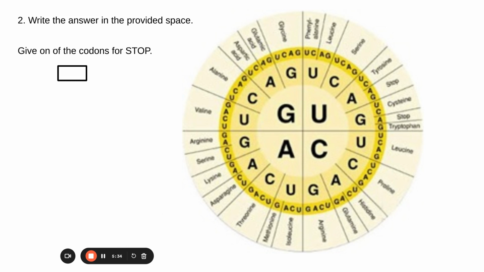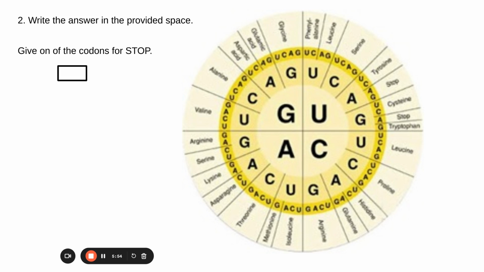Number 2 says write the answer in the provided space. Sorry. Give one of the codons, not give on of the codons. Give one of the codons for stop.